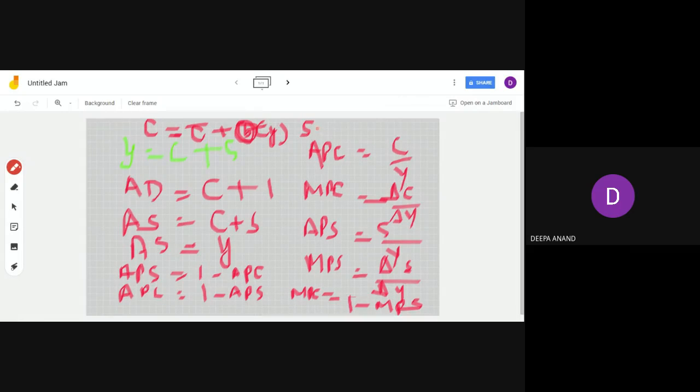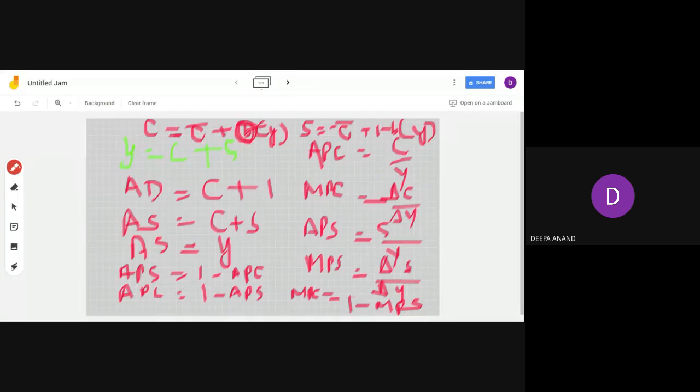Saving function equation: S is equal to minus C bar plus 1 minus B into Y. Very good. Minus C bar plus, instead of B, you will write 1 minus B. Because you know B is MPC, so 1 minus B will be MPS. As we are dealing with the saving function, we have to write the notation for saving here. Here B is MPC, so MPS is 1 minus B into income at that particular level. Very good. So these many equations you must know to do any problem.